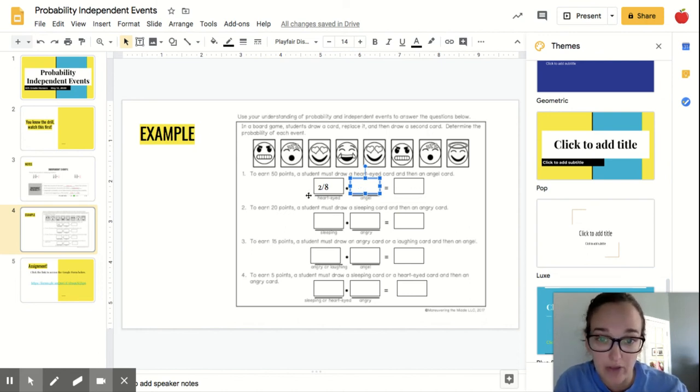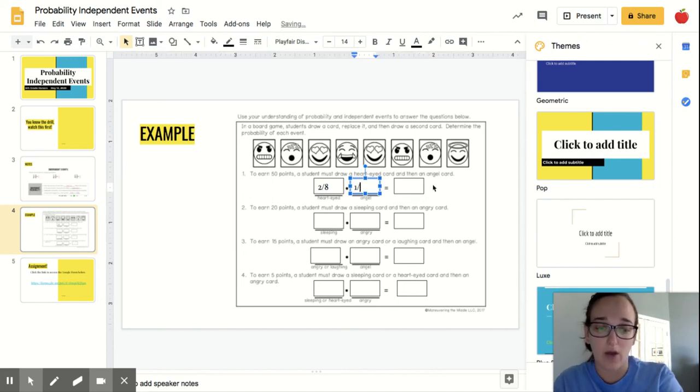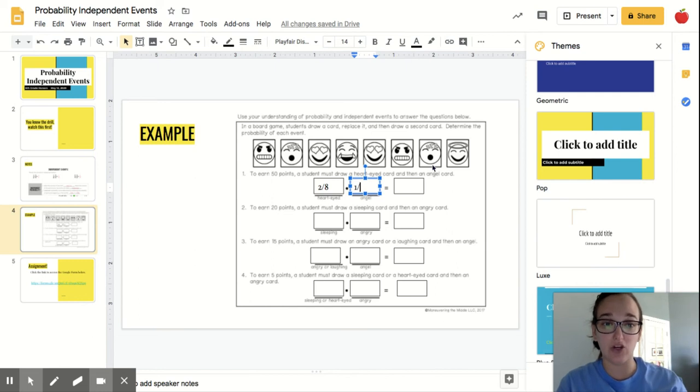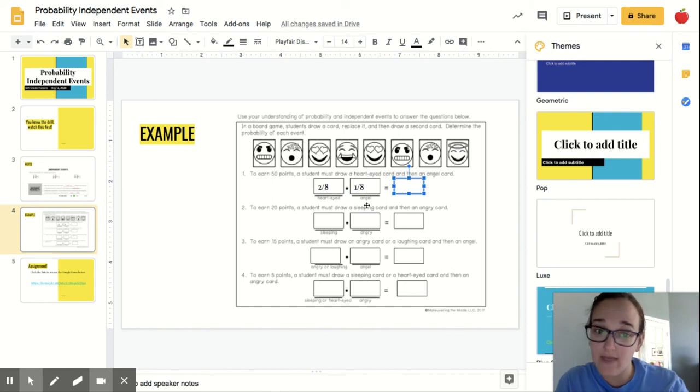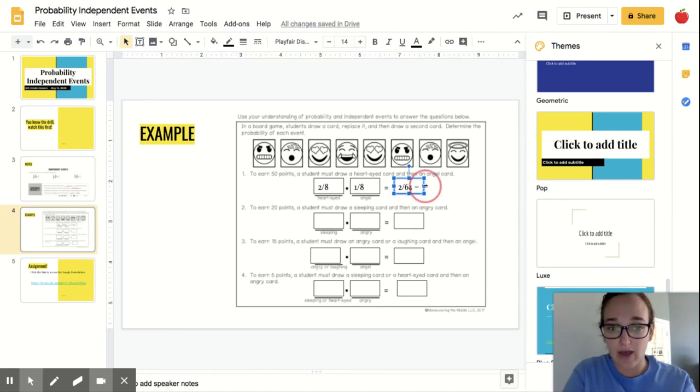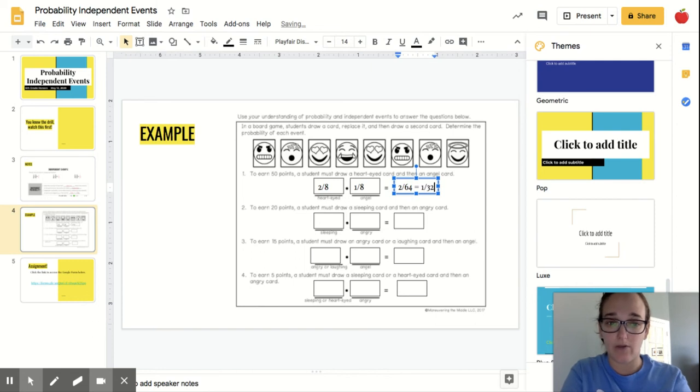Okay, and then probability of drawing an angel. There's only 1 angel out of how many total cards? Remember, they put back the heart card. So it's like they drew out a heart card and then they put it back. What's the probability they're going to draw an angel? So all 8 cards are back in the deck when they're drawing the second one. And then I just multiply. 1 times 2 is 2. 8 times 8 is 64, which would simplify to 1 out of 32.